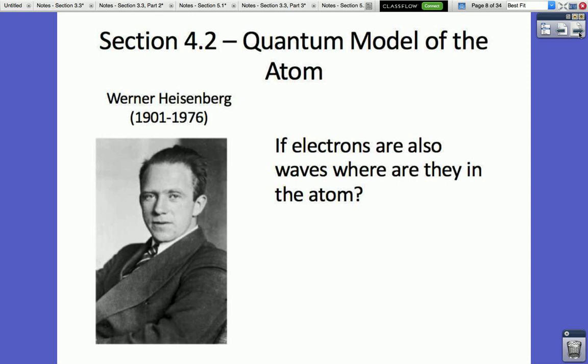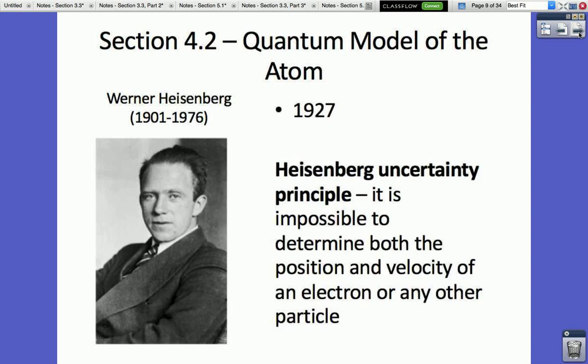He had another question, because that's what scientists do. They ask a question and then they figure out a way to solve it. Okay, so if electrons are also waves, where are they in the atom? If you think about that, all of these pieces of matter are also waves, especially electrons, as we saw in the double slit experiment. So where are these pieces of matter if they're also waves? Where'd they go? Okay, so he came up with this idea known as Heisenberg's uncertainty principle in 1927.